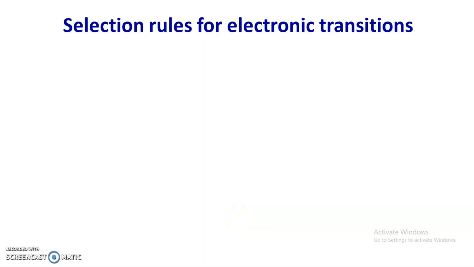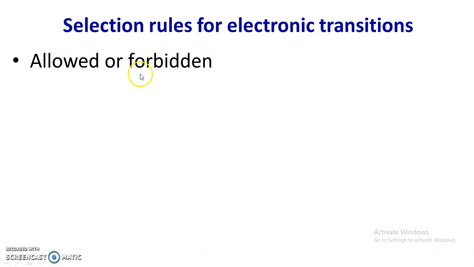Welcome to the online lecture series in inorganic chemistry, and we are discussing the chapter electronic spectra of the complexes. In the earlier video we have seen the types of electronic transitions. Now in this video we are going to discuss the selection rules for electronic transitions. The electronic transitions are governed by a set of selection rules, and the electronic transitions may be allowed or forbidden.